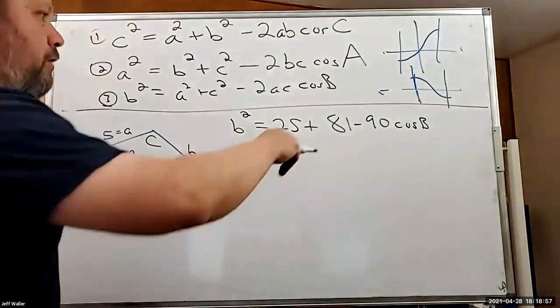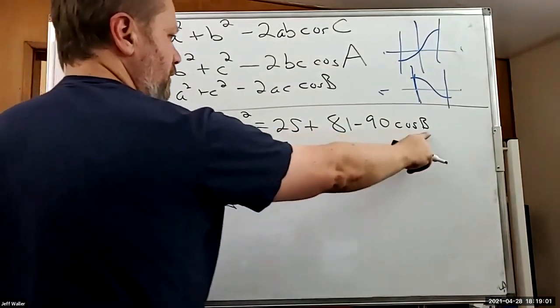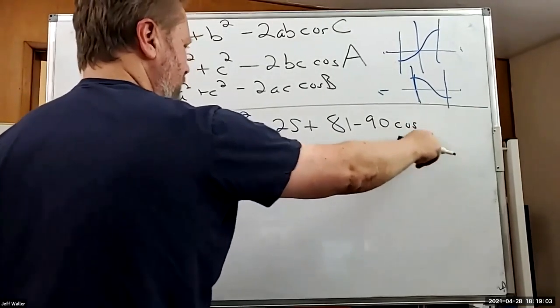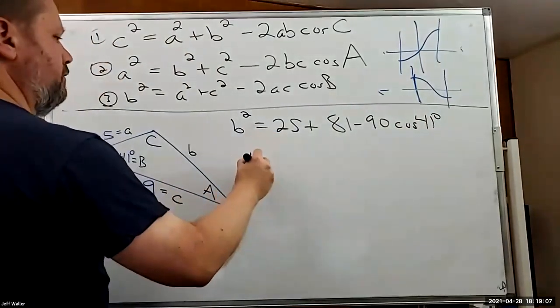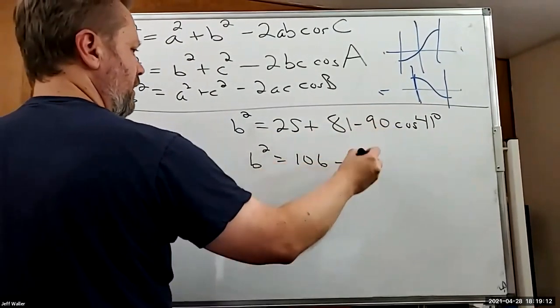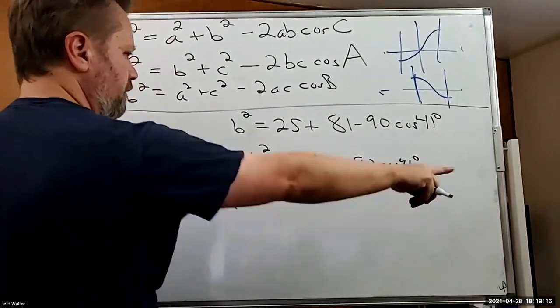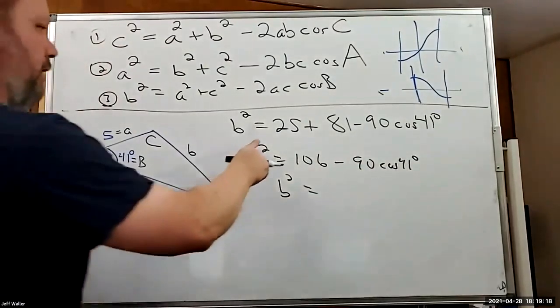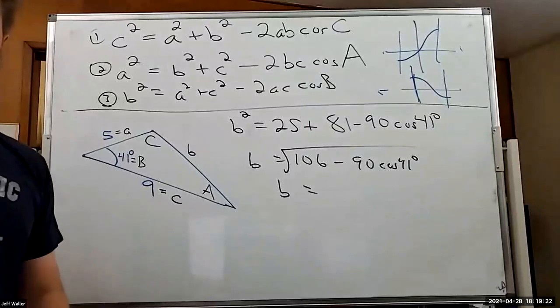Okay, so we want to add these together. Oh, what did I forget to put in there? What is B? 41. Okay, that's better. So you get 106 minus, and then I'll just throw all of this in the calculator right now. You can even throw it in a square root, right? Bam! Just throw all of that in the calculator.